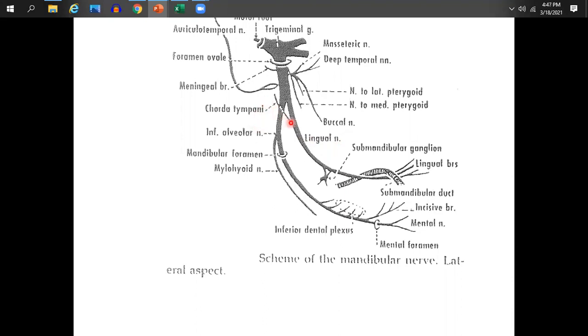Chorda tympani does special sensation, so that's taste. The other thing I need to note is that this is just the anterior 2/3 of the tongue. The posterior 1/3 of the tongue has a different innervation for general and special sensory. But for the anterior 2/3 of the tongue, chorda tympani is special sensation, so taste. And chorda tympani is a branch off of the facial nerve.